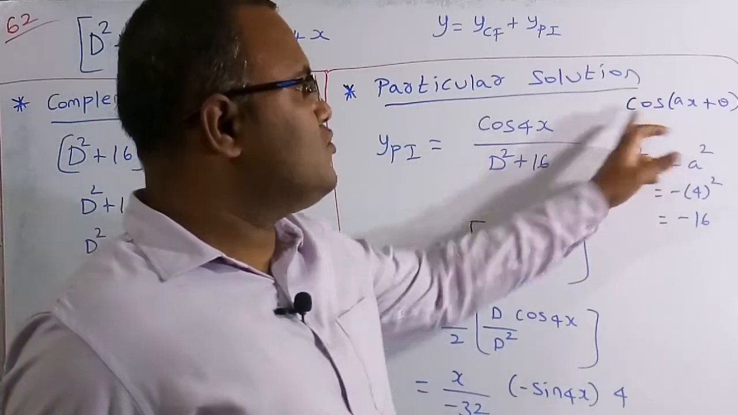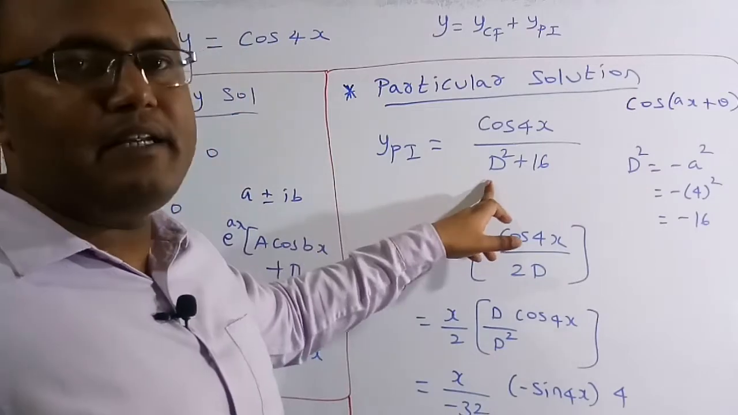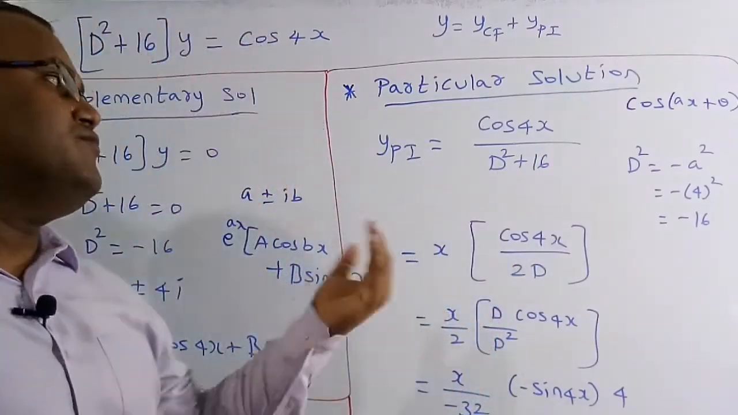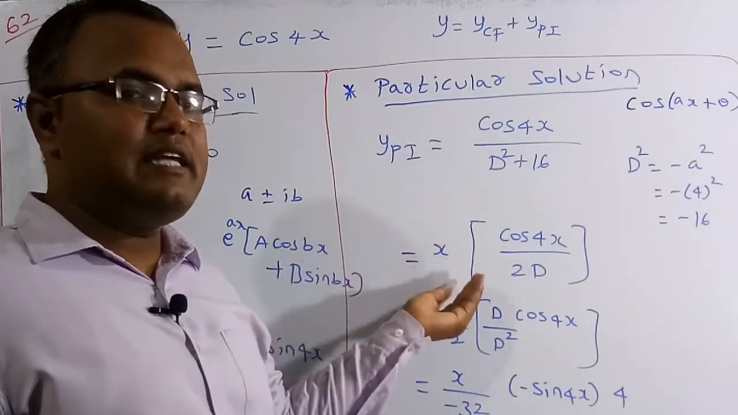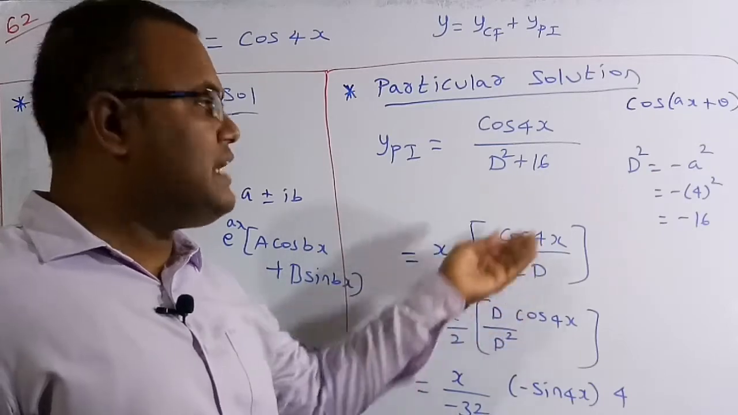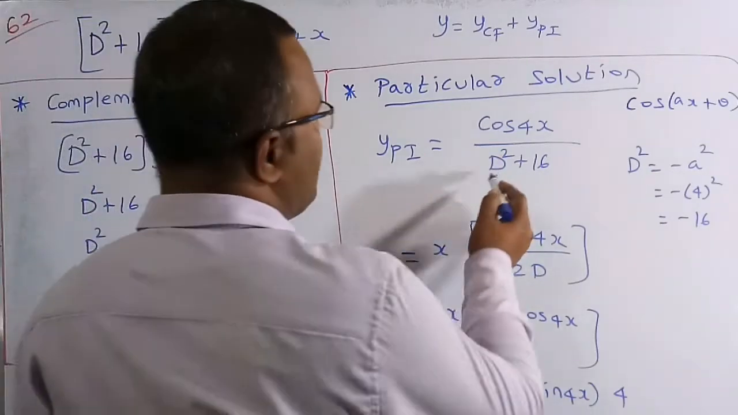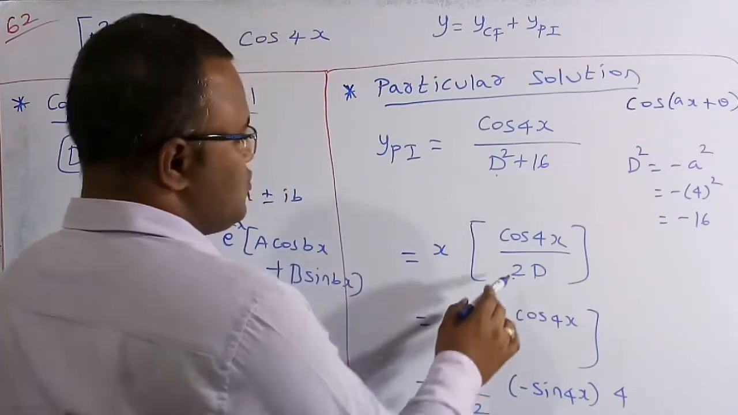So here a is equal to 4, so minus of 4 square is minus 16. If you substitute D square is equal to minus 16, the denominator part is 0. Then we have to go for the first differentiation. We take the extra factor x and take the derivative of this denominator, which gives 2D plus 0, which is 2D.